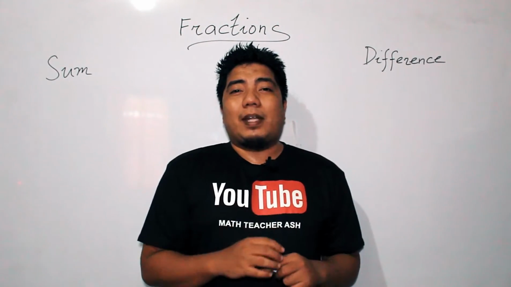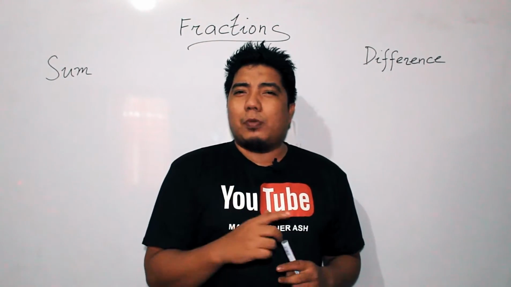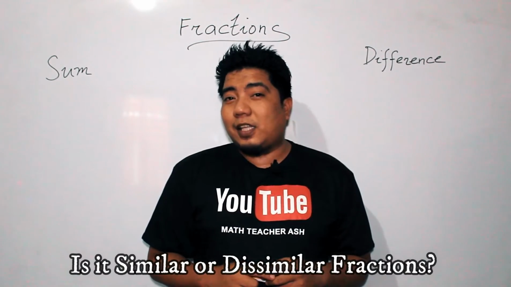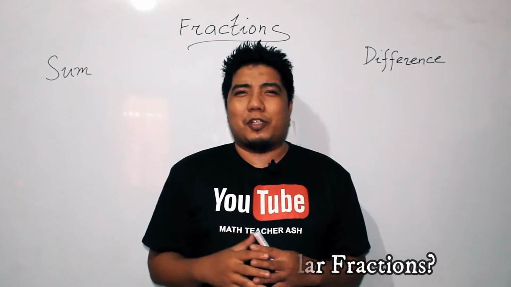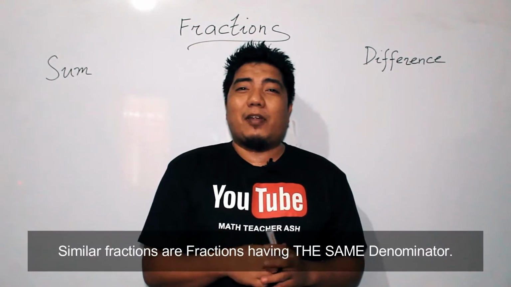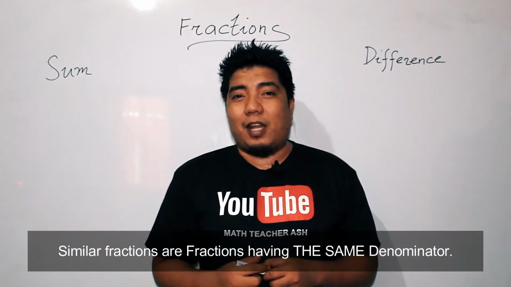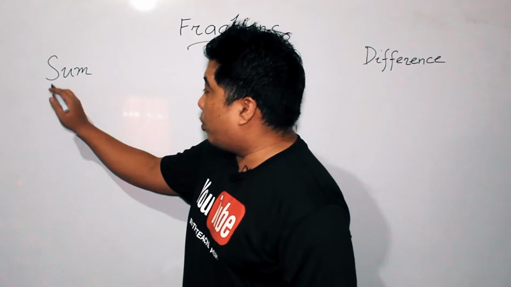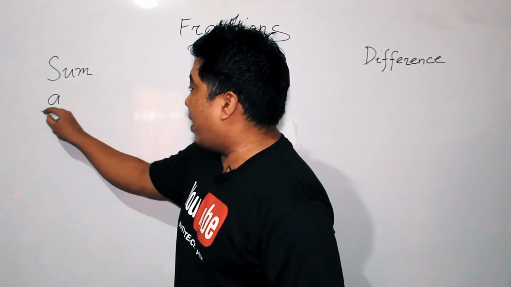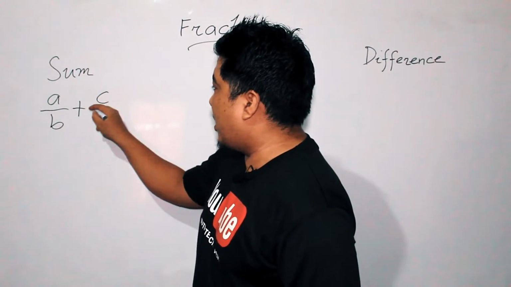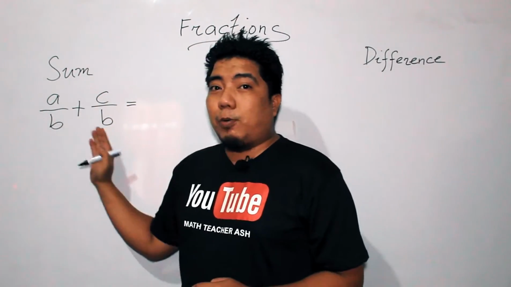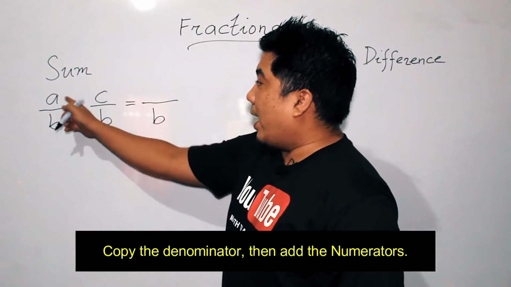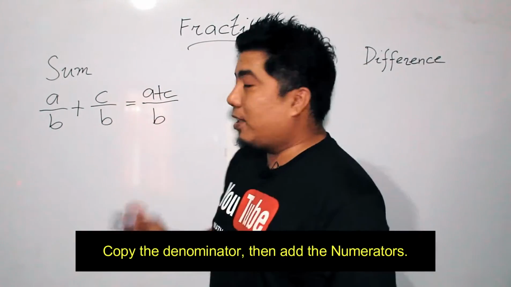First of all, remember that in adding or subtracting fractions, you must know what kind of fractions are being given. First, is it dissimilar or similar fractions? Question, what is a similar fraction? Similar fractions are fractions with the same denominator. If that's the case, in adding, if you have a over b plus c over b, and these have the same denominators, then what you will do is you just copy the denominator and add the numerators.